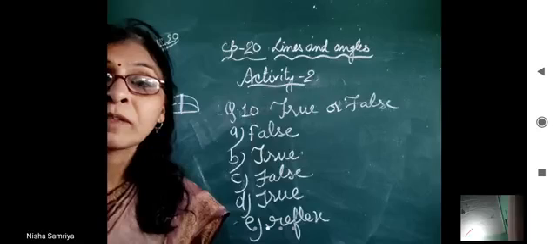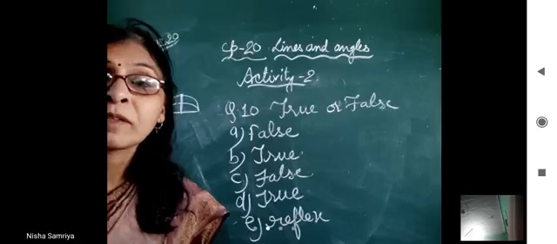The next is intersecting and parallel lines. Intersecting lines are those lines that cross each other and meet at a point, and this point is called the point of intersection. Now the parallel lines. Two lines are said to be parallel if they never meet each other and the distance between them is the same throughout. That is parallel lines, and this is intersecting lines.